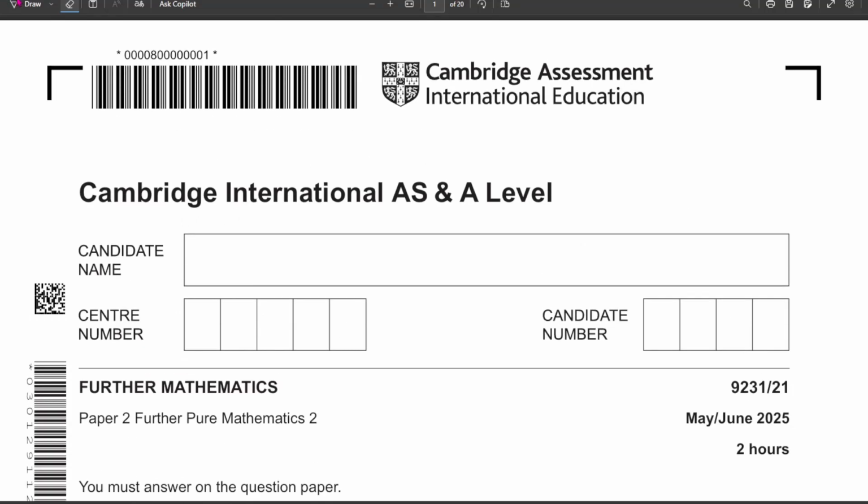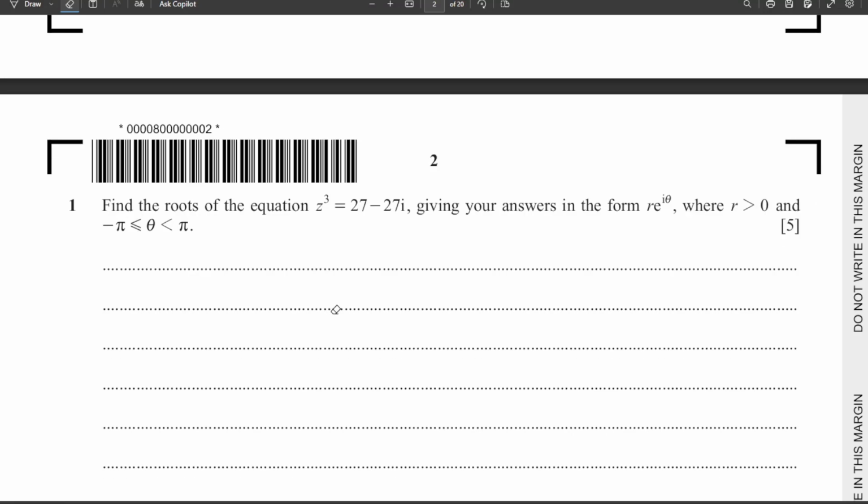Hello, today we'll do Cambridge A level Further Maths syllabus code 9231. This is Paper 2, the Further Pure 2 paper, variant 1 from the May June 2025 series. We start with question 1, which is a complex root situation.